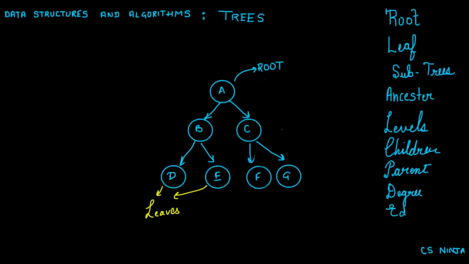Now let us see what is an edge. Edge is nothing but a connection between two nodes. So all these connections you are seeing in this example are nothing but edges. B and C have an edge between them, A and B, A and C and so on. So all these are edges.